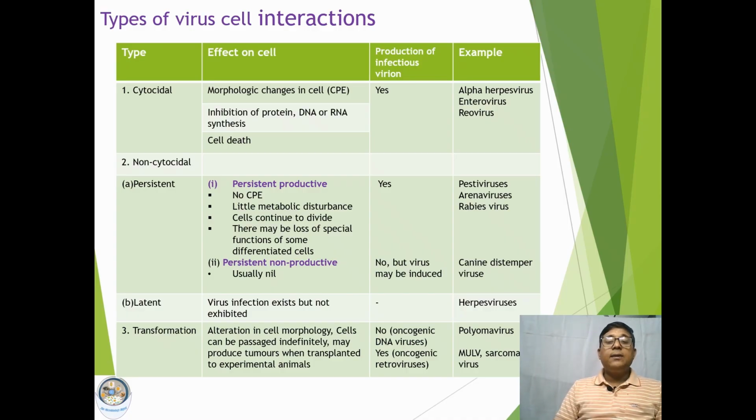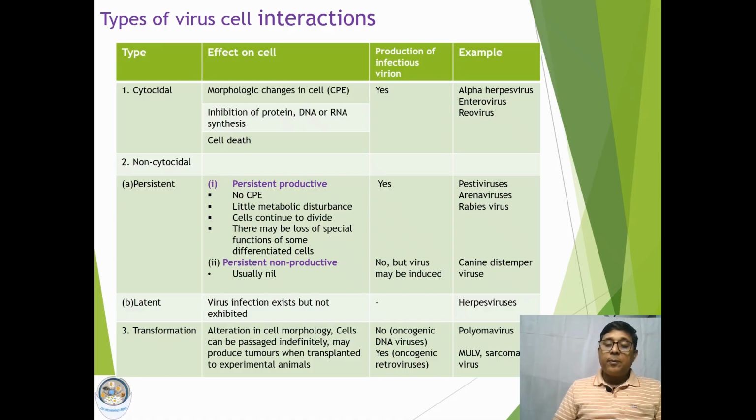In persistent interactions, two types may be there: one is persistent productive and another is persistent non-productive. In persistent productive, there will be no production of cytopathic effect, and very little metabolic disturbance. The infected cells will continue to divide, but there may be loss of some special functions of some cells. These are the characteristics shown by persistent productive infection.